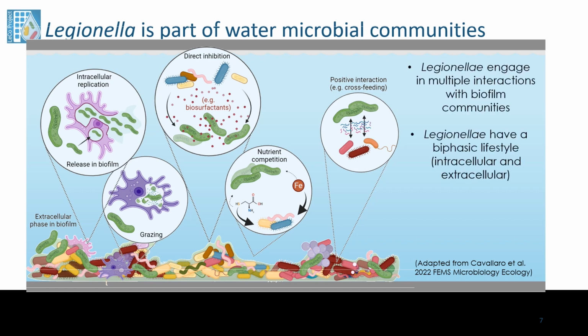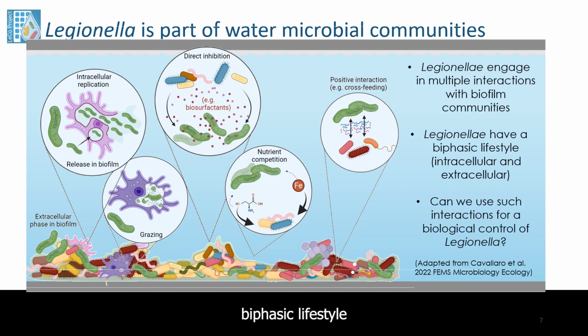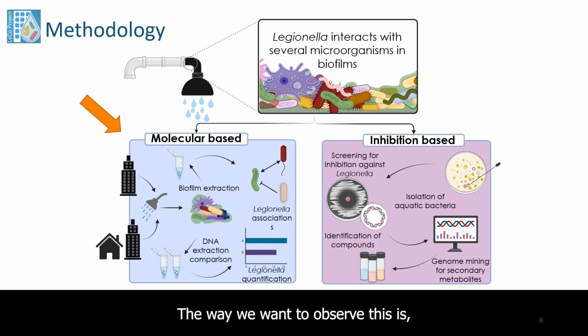So Legionella, as said, have a biphasic lifestyle, so they can live intracellularly and extracellularly. And the important point is, can we use such interactions to develop a biological control of Legionella in plumbing systems? The way we want to observe this is using two different approaches. One is a molecular-based approach. The other one is an inhibition-based approach with dedicated lab experiments. I'm going to be starting with the molecular part.